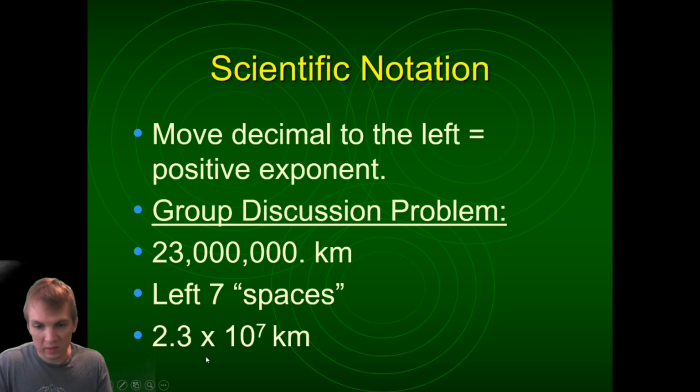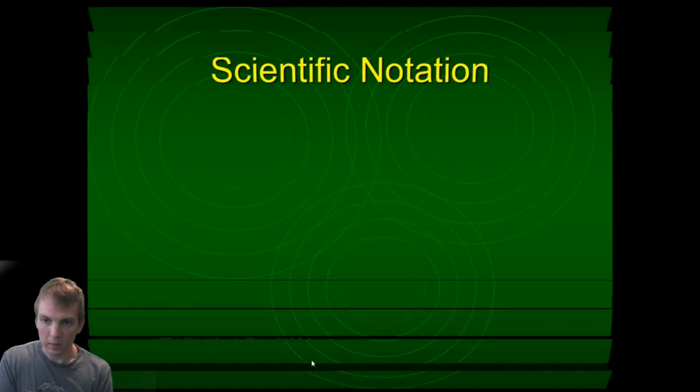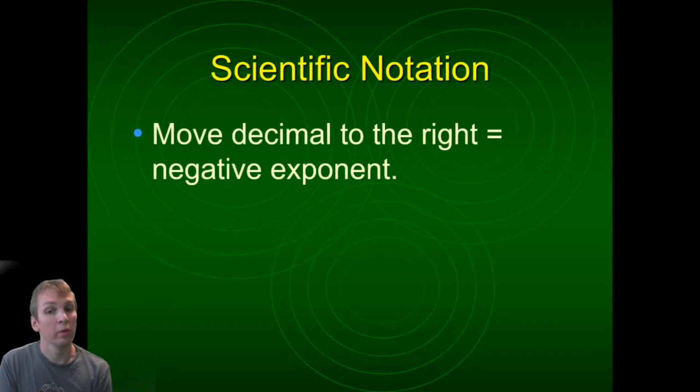And then following the same format, it's times 10 to the something. And that something is the number of times I had to move that decimal over so that it landed where I wanted it to land. So in this case, I moved it 7 times to the left. It's a positive exponent, so it's times 10 to the 7th. All right. How about if we move the decimal the other way?